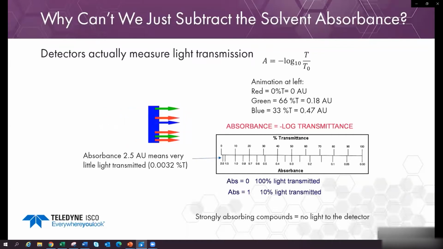If there is something in the flow cell at the start of the run, T0 will be less than 100% transmission. The range of absorbance that can be detected at that wavelength will be reduced, and this is important when we discuss absorbing solvents.